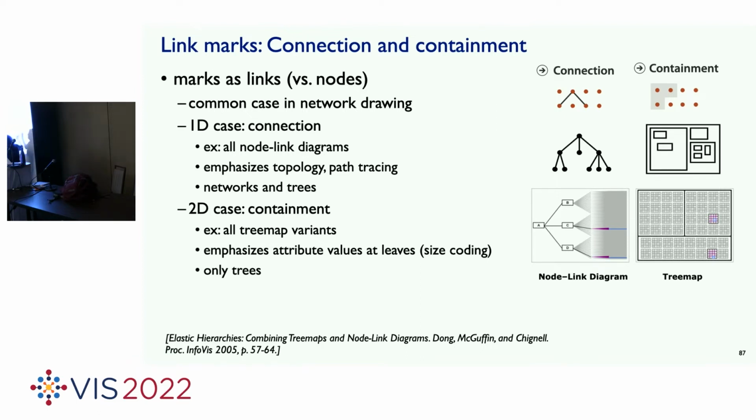So if you want to emphasize an attribute on the graph, then containment can be really great because you can size code by that attribute. And of course, there's all kinds of hybrid approaches that people have used that try to mix the best of both possible worlds. But for now, we're just thinking about these as major families of idioms.